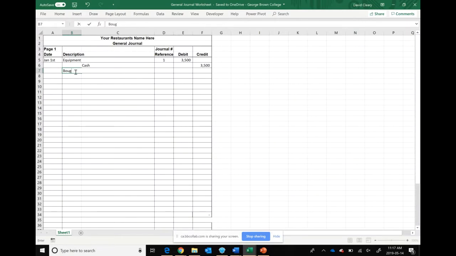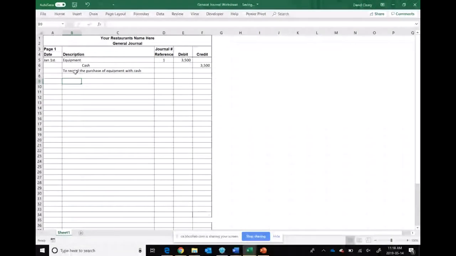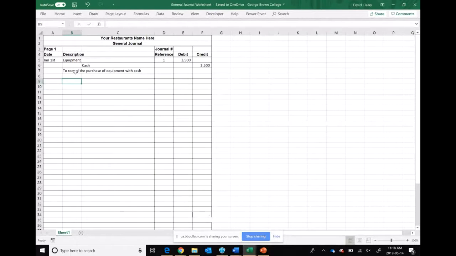So let's just doctor it up a bit here. To record the purchase of equipment, I spelled equipment wrong, equipment with cash. First journal entry done. We show the accounts that are being affected, and how they're being affected, and by how much. And we use the rules, the debit and credit rules, to do that. Our next example here, let's say this happened January 2nd.